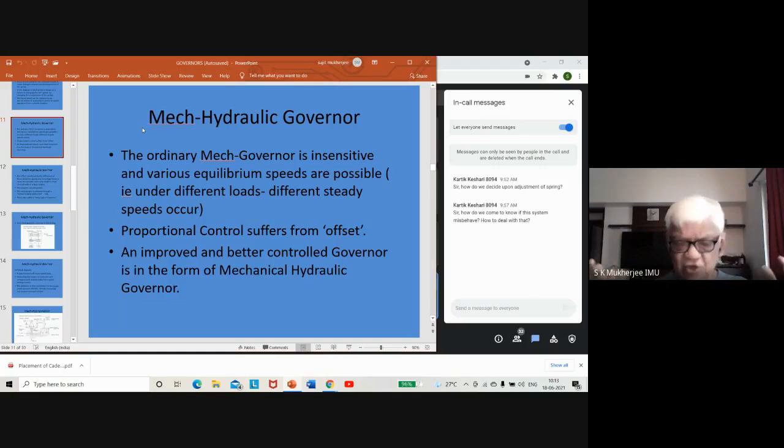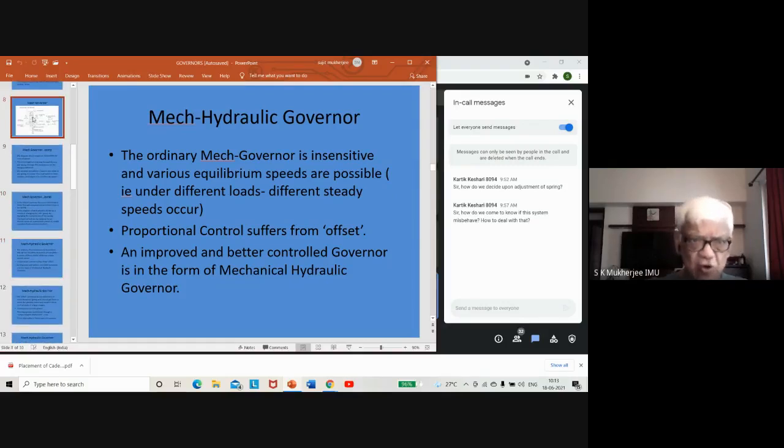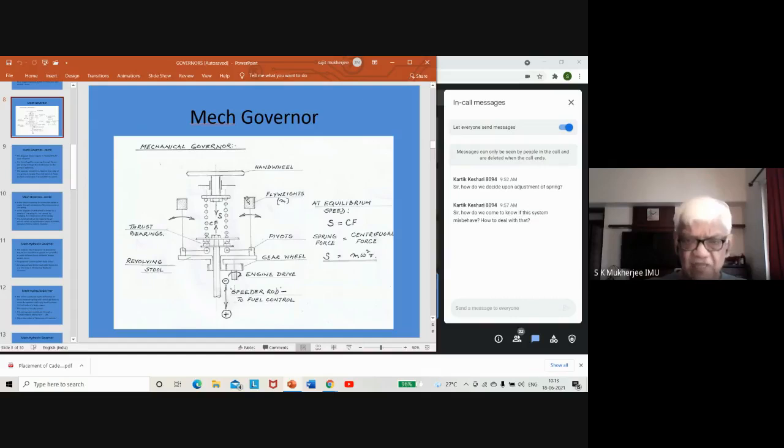Now, if there is a drop in load, that means there will be an increase in speed. And if there is an increase in speed, it means the flyweights are going to move out. The spring is going to be compressed. Fuel rack is going to be... Sorry, let's look at the diagram again. If there is a drop in load, the flyweights will move out.